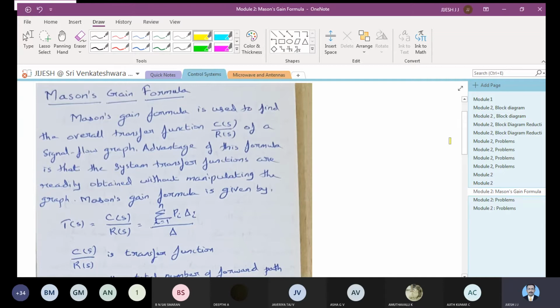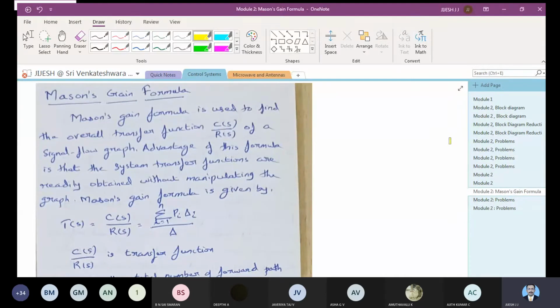If everything is clear for you, then it becomes easy to understand how these things can be discussed further. So all of you write down Mason's gain formula. Mason's gain formula is used to find out the transfer function. What we were doing in block diagram reduction was finding out the transfer function, and Mason's gain formula is also used for that. The transfer function is C of S by R of S of the signal flow graph. The advantage of this formula is that the system transfer function is readily obtained without manipulating the graph.